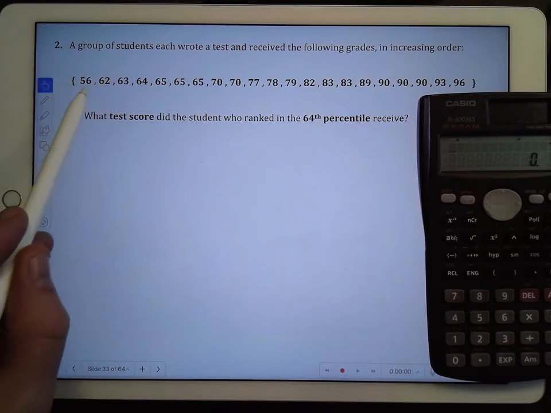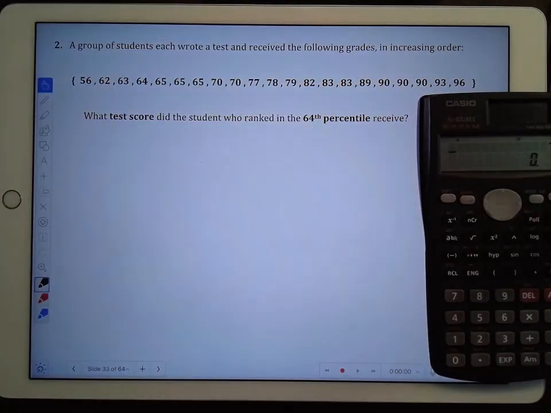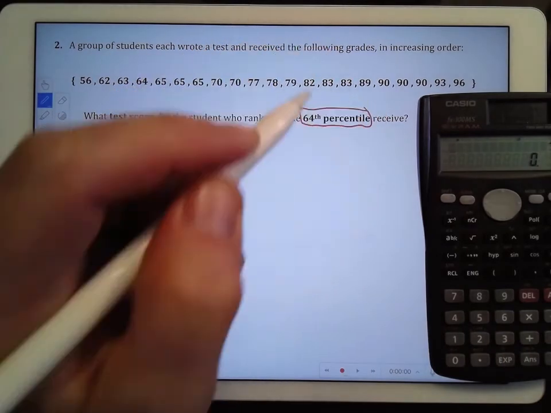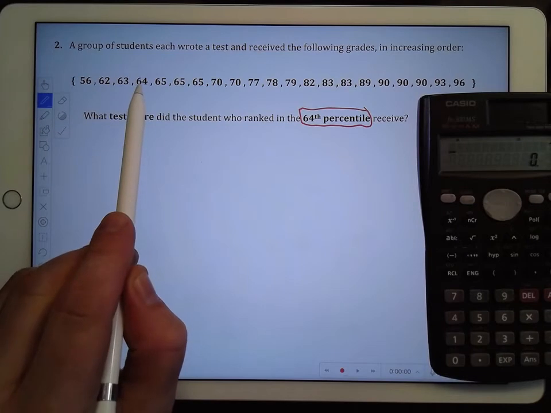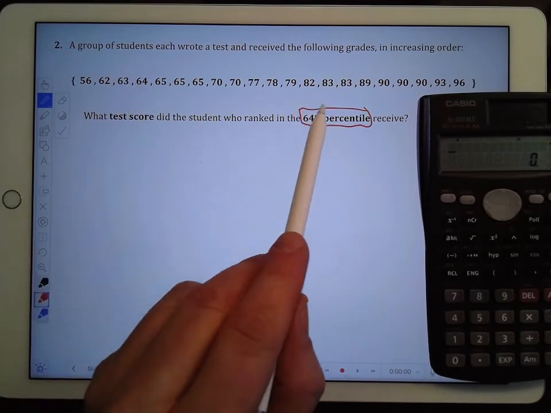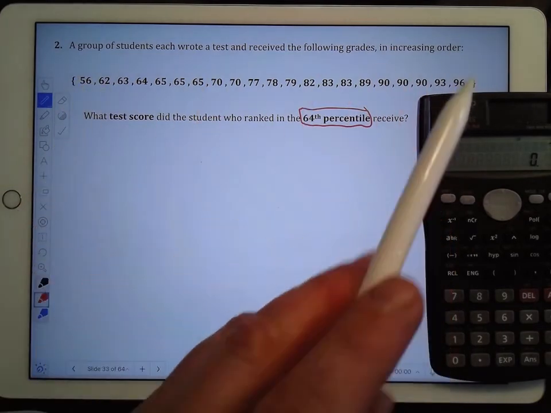So my lowest score was a 56. One kid sat there with a 56. Well, the highest score in the class was a 96. And I want to know that if you received a test score in the 64th percentile, so not that you got a 64, if you don't confuse yourself, you're not this guy over here. You're in the 64th percentile, means you beat or tied 64% of all the people in that particular sample.